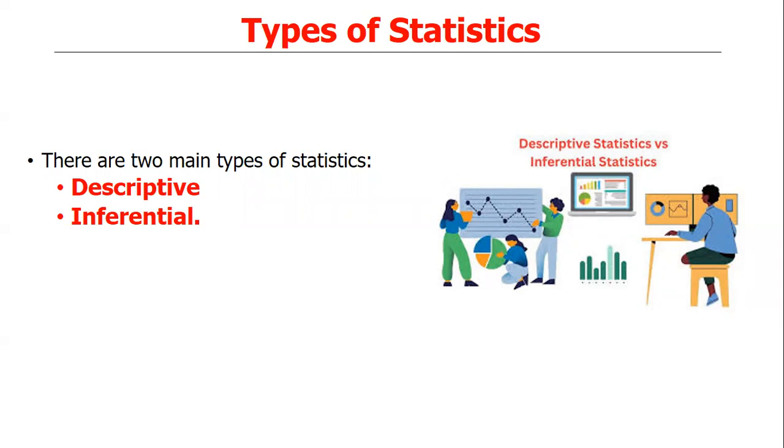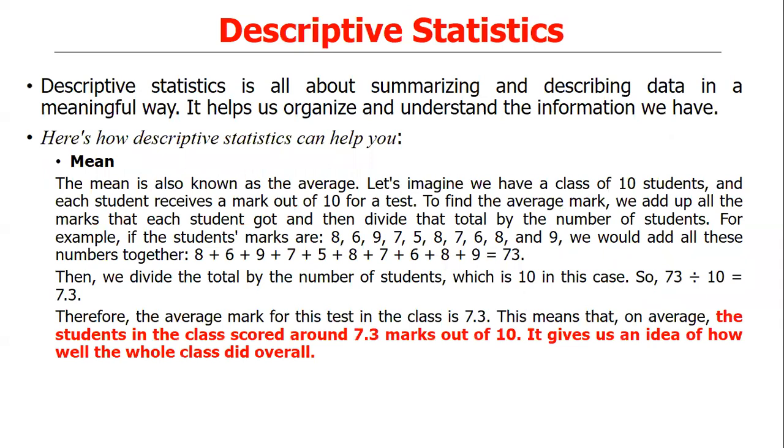So there are two main types of statistics. That is, we have the descriptive and the what? Inferential. Now, what is descriptive statistics? Descriptive statistics is all about summarizing and describing data in a meaningful way. So you have your data, you just give a summary. Yes, thousands of data, millions. So with descriptive statistics, it's all about summarizing your data and describing your data in a meaningful way, making it presentable. It helps us organize and understand the information we have.